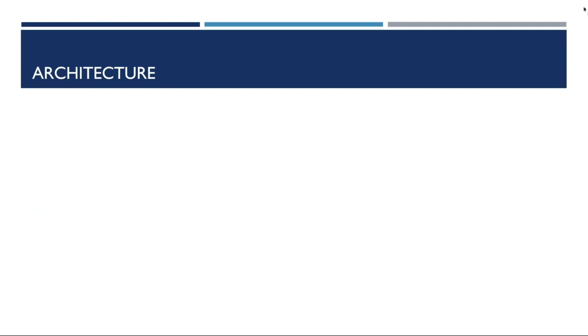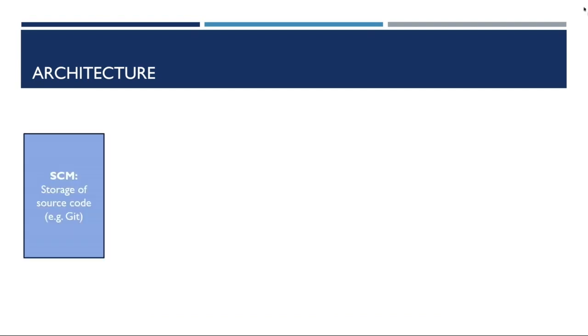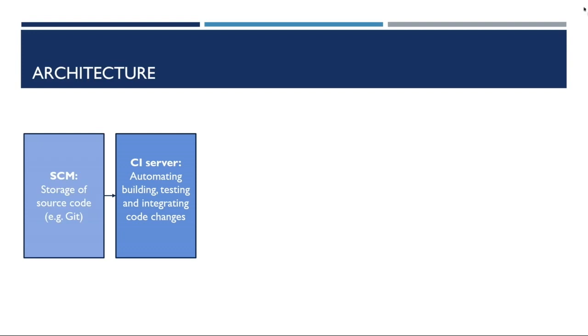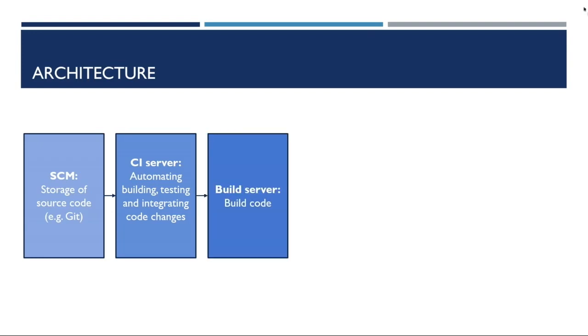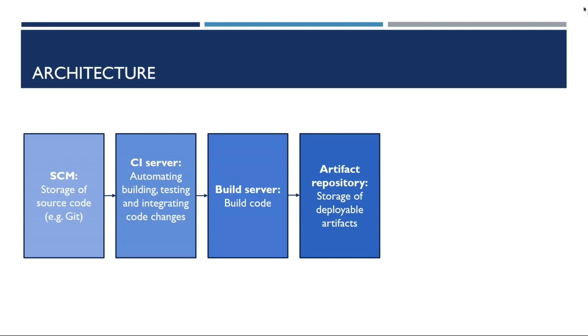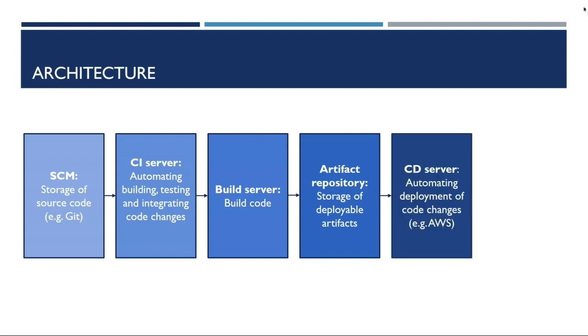Now, what is the architecture of the CI/CD? Well, first of all, you have the SCM, which is the source code management. This is basically where all the source code and data is being stored, for example, like Git. Then you have your CI server, where the testing, the building, and the integrating of the code changes are being automated itself. And the next building block, let's say, is the build server. This is where the actual code is being built. And after that, you have the artifact repository. This is basically the storage of all the deployable artifacts. These can be things like executables or libraries and other things.